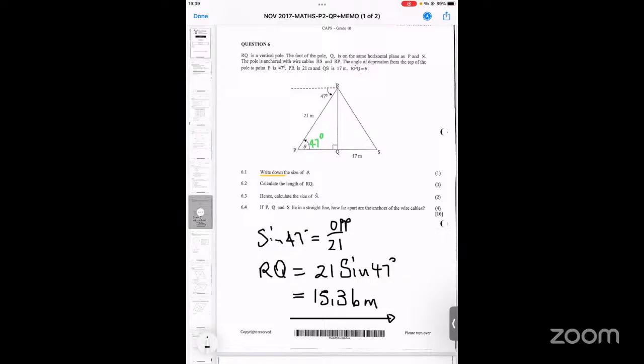Okay, 100%. So now they say hence calculate the size of angle S. There's another question. You can also think about it and let me know what should be the answer to that one.